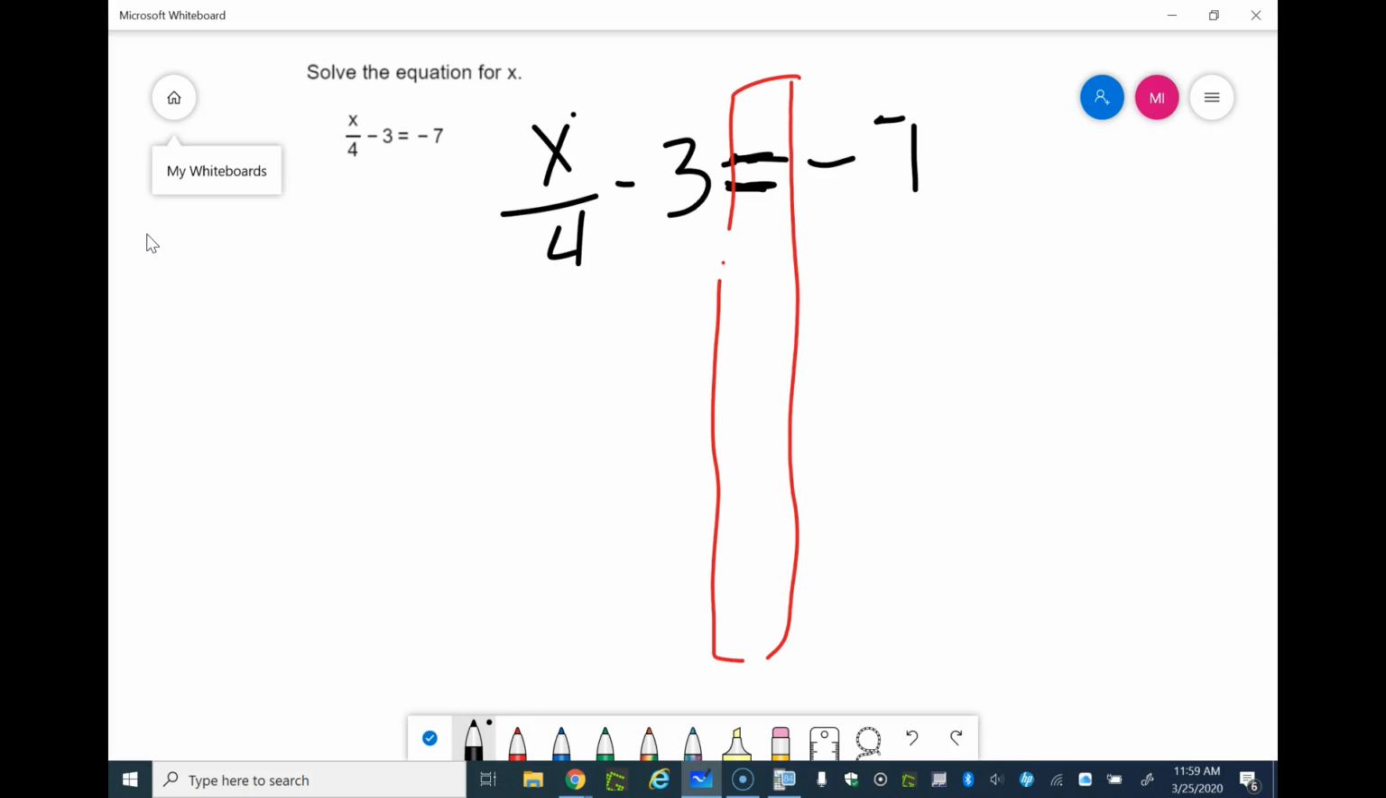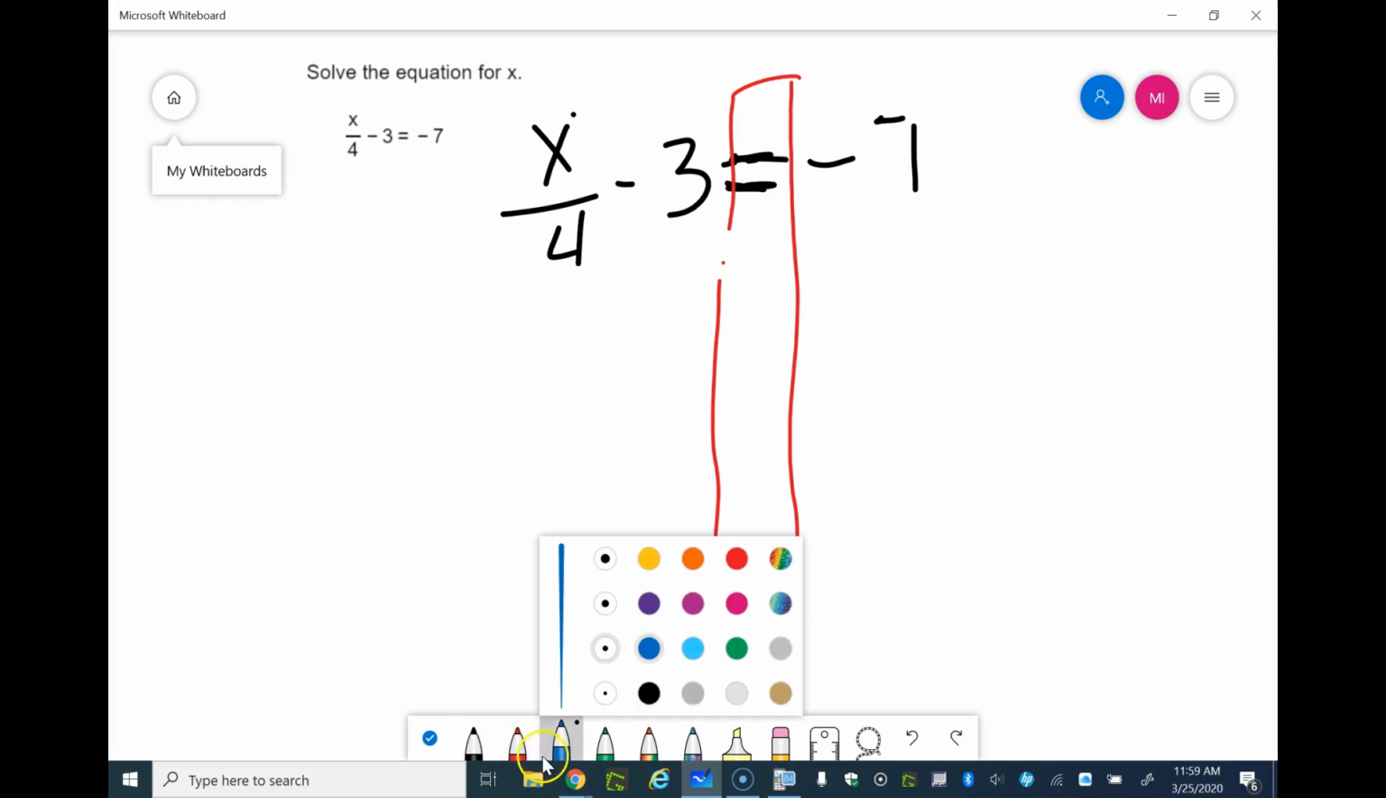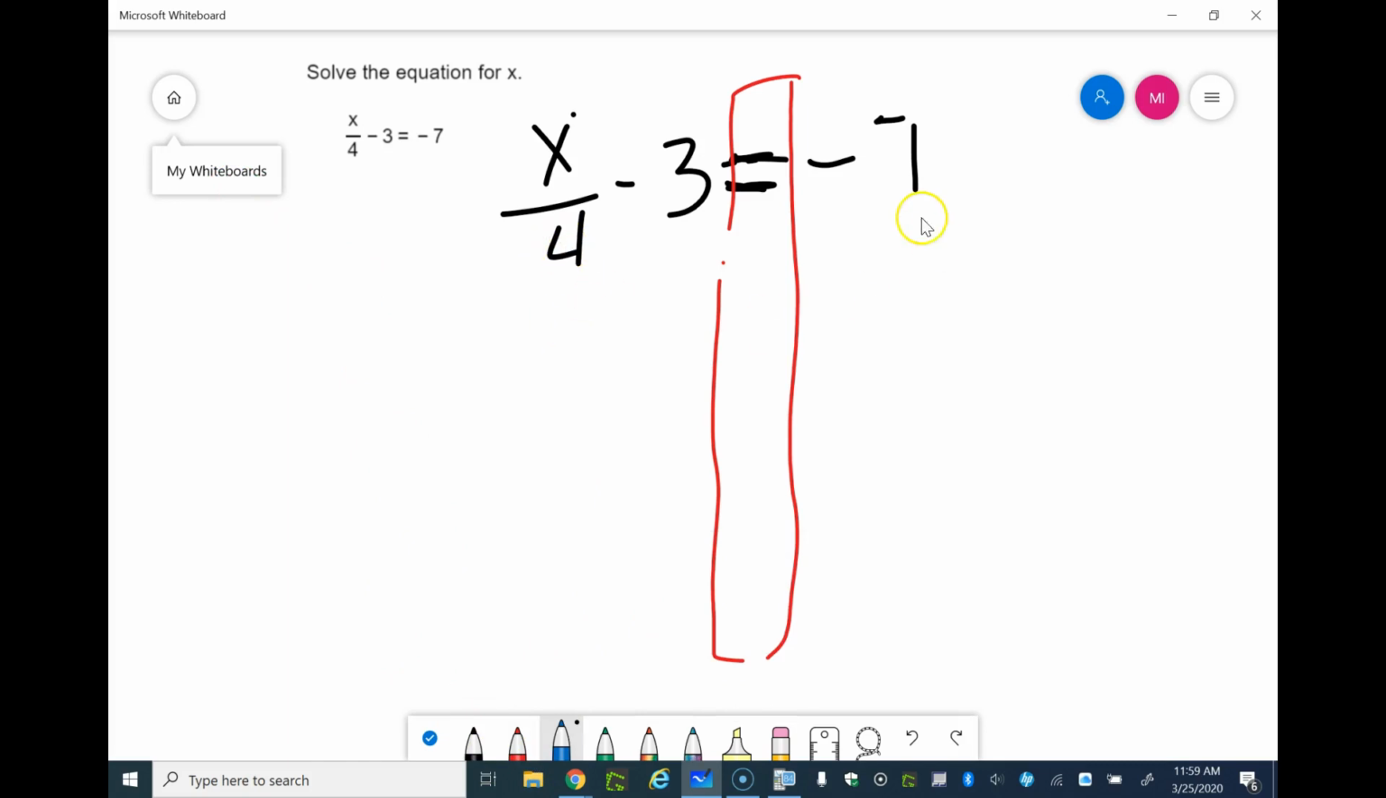A good question that a lot of students sometimes ask is, what do I usually move first? I know I have to move the 4 over, and I know I have to move this -3 over, but what do I need to move first? A good note that you can write down is always move the number or variable, whatever you're talking about, furthest away from what you're solving for.